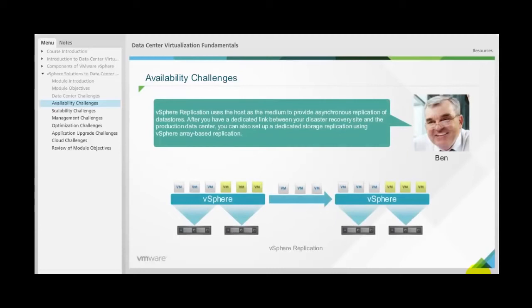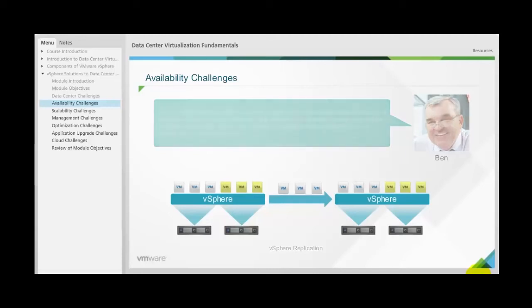vSphere replication will allow you to do so. vSphere replication uses the host as the medium to provide asynchronous replication of data stores. This will help you drastically cut down your IT expenditure. After you have a dedicated link between your disaster recovery site and the production data center, you can also set up a dedicated storage replication using vSphere array-based replication.